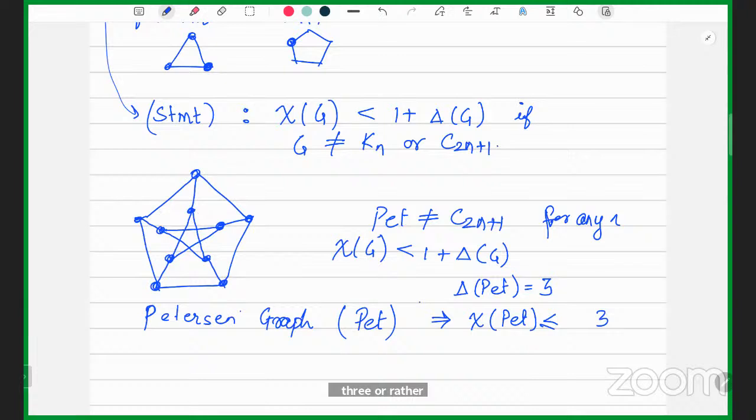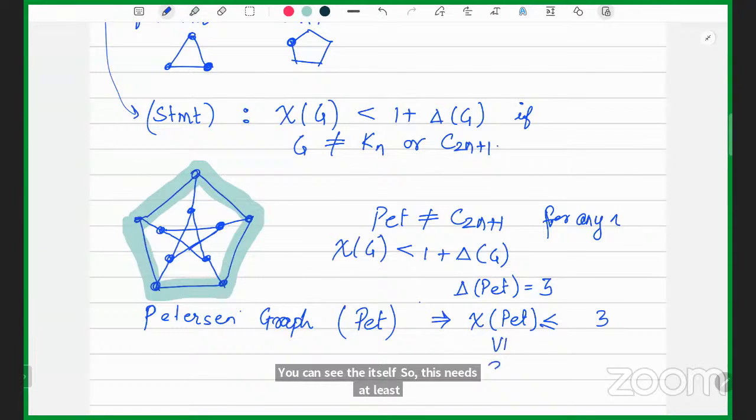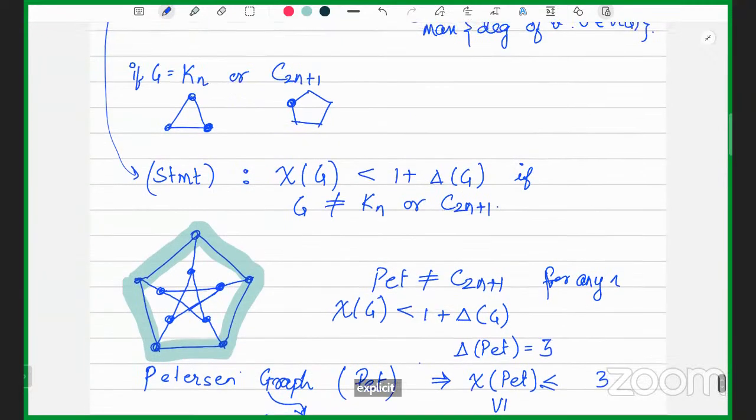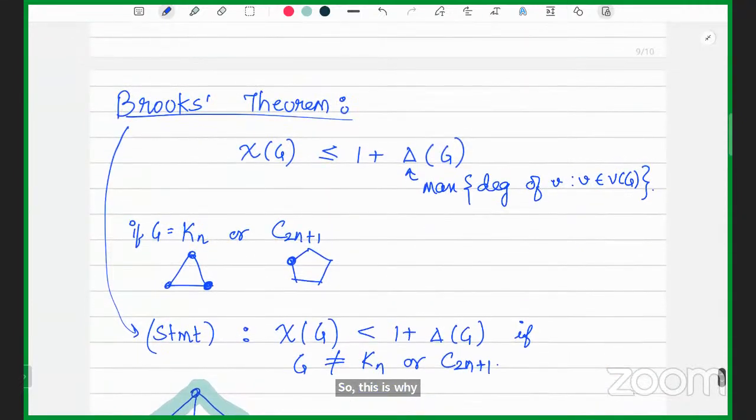And since it has odd cycles, let me show, this has an odd cycle. You can see this itself. So this needs at least 3 colors for sure, which means the chromatic number of Petersen's graph is equal to 3 without even looking for any explicit coloring of it. So this is why Brooks' theorem is important. And with this, I'll take a pause.